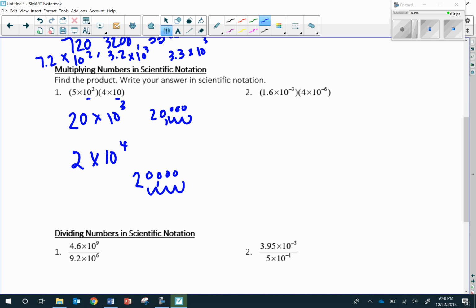All right, number 2, I'm going to multiply 1.6 and 4. And if you do that, you'll get an answer of 6.4. Then we have our same base again, so I'm going to add my exponents, times 10 to the -9th power. Because my answer is between 1 and 10, 6.4, that is already written in scientific notation, so we're good to go.